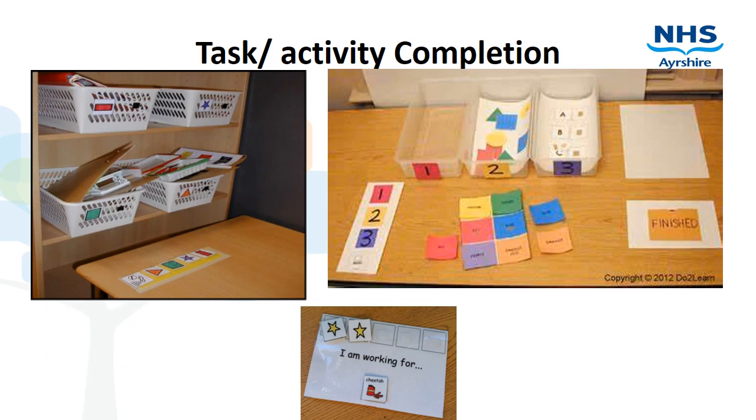So these are some activity task completion examples. So on the top left you can see I need to complete the rectangle, the star, the square and the triangle before I can play. On the top right I need to do tasks 1, 2 and 3 and then I can play on the computer. And on the bottom I need to complete 5 tasks before I can have the crisps.